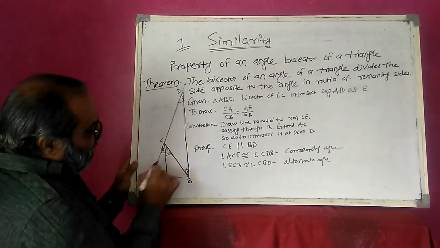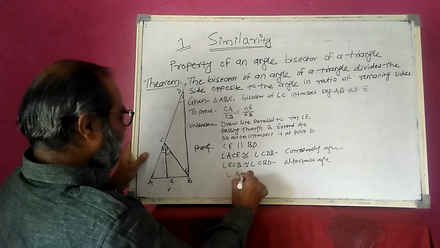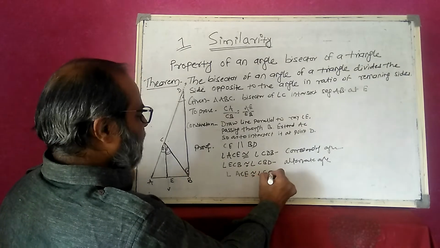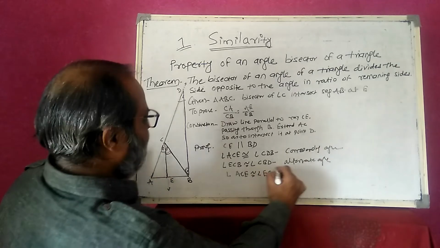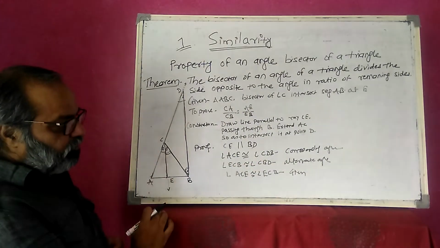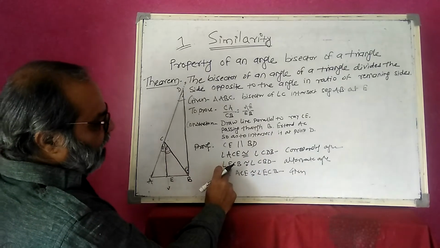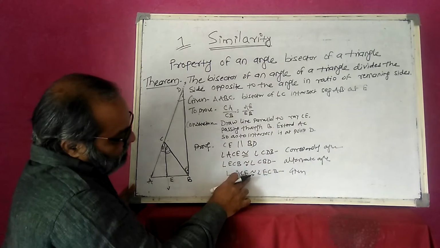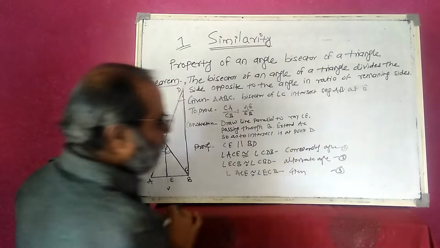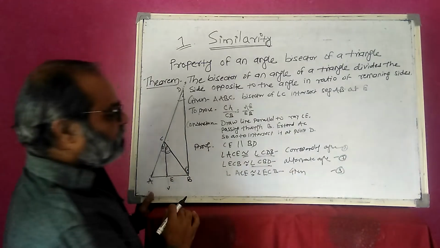Now what is given? CE is the angle bisector. So obviously angle ACE is congruent to angle ECB. This is the given statement. So just concentrate on the three statements. Angle ACE is congruent to CDB, corresponding angle. Angle ECB is congruent to CBD, and ACE is congruent to ECB. If I number them 1, 2, 3, then from 1 to 3 what you get is angle CDB is congruent to angle CBD.